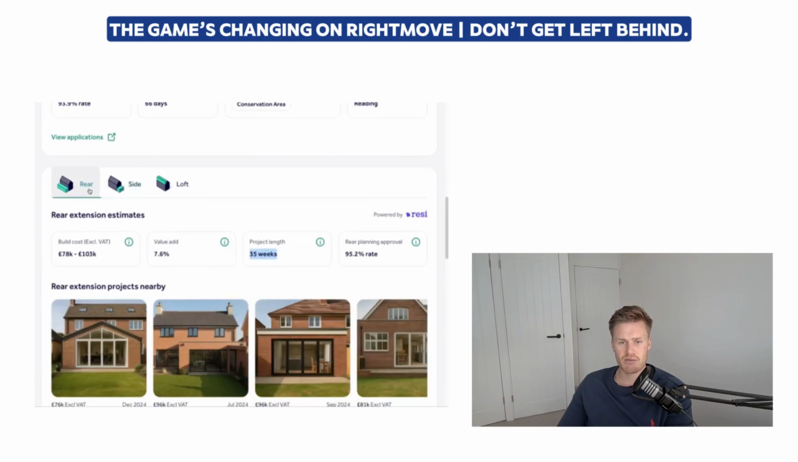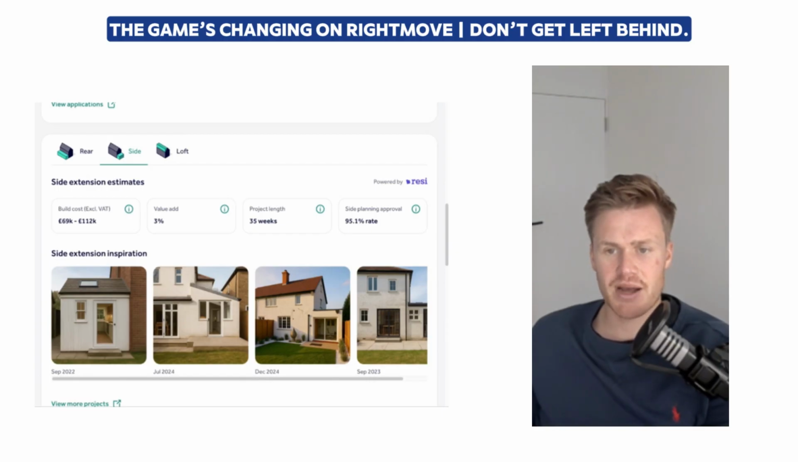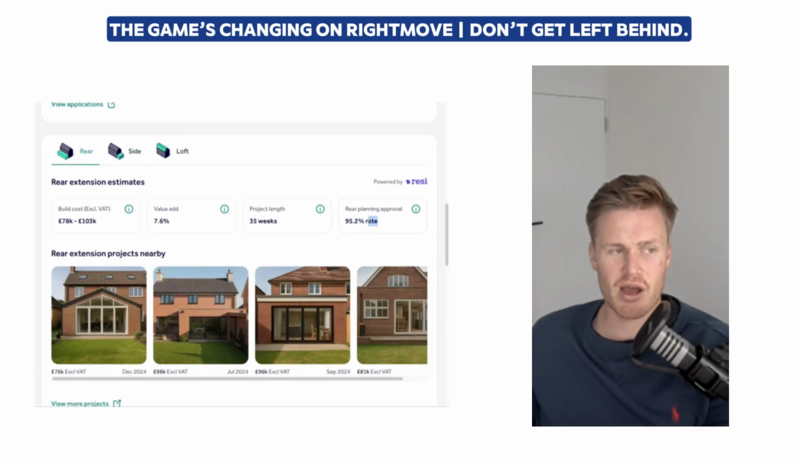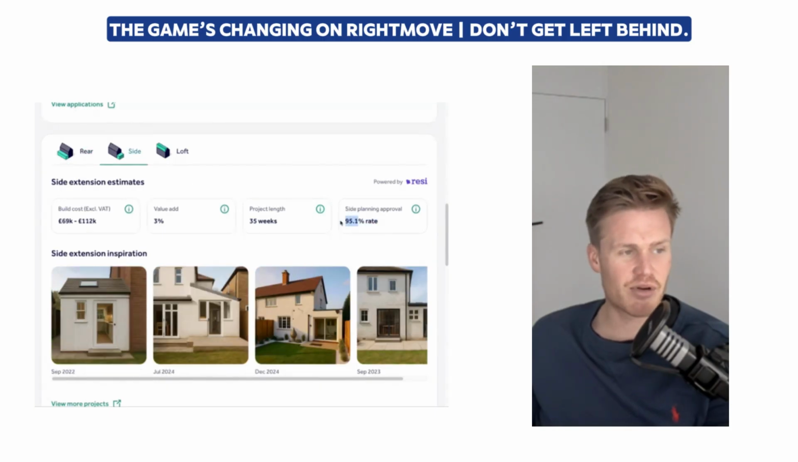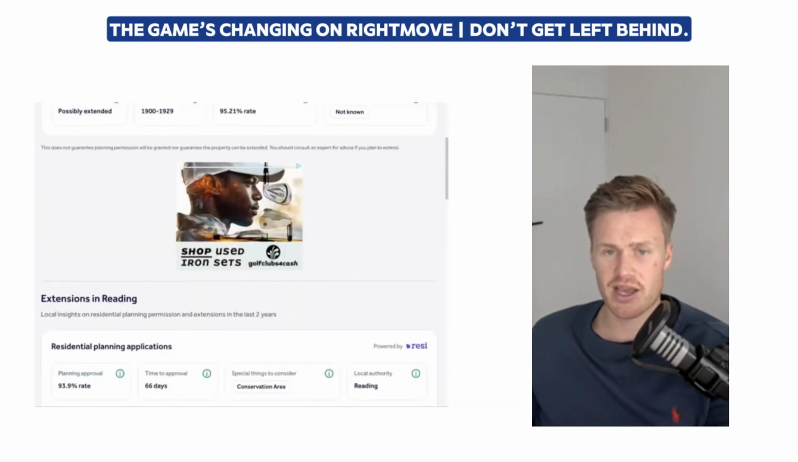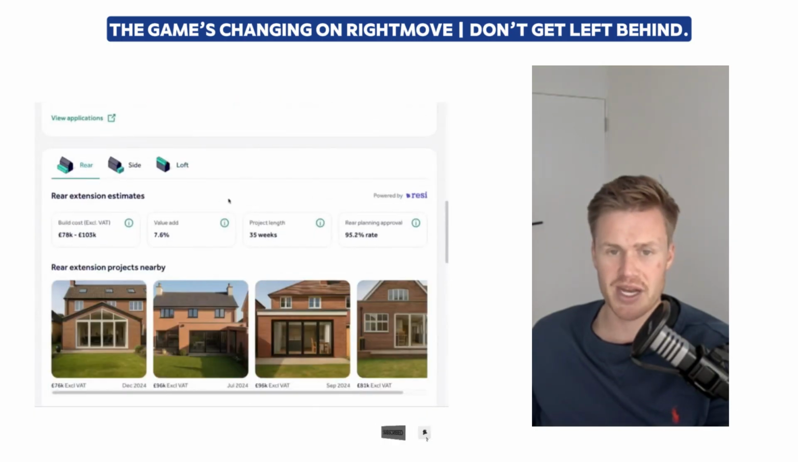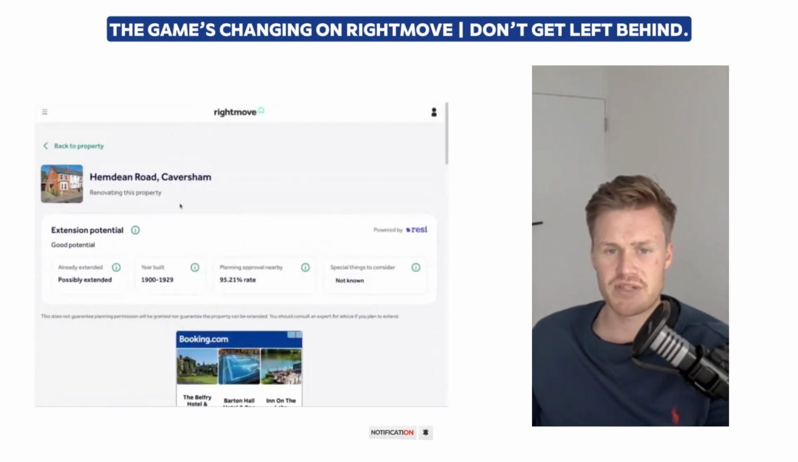And you can also click at rear, side. So these are actual applications that have been consented, looking at side extensions, the dates they were consented, what they look like. Again, the costs, the value add potential, and how many weeks the project would take. And they've also got a rear planning approval, a side planning approval, which is about the same, and then a loft planning approval and the types of loft extensions that you can do. And again, probably not that far off cost wise, depending on what you want to achieve, and project length wise. So just quite an easy win for a property that you're looking at, whether it be an HMO or flipping a house, and it's completely free and you don't have to do anything. It's already embedded into the user interface of Rightmove.